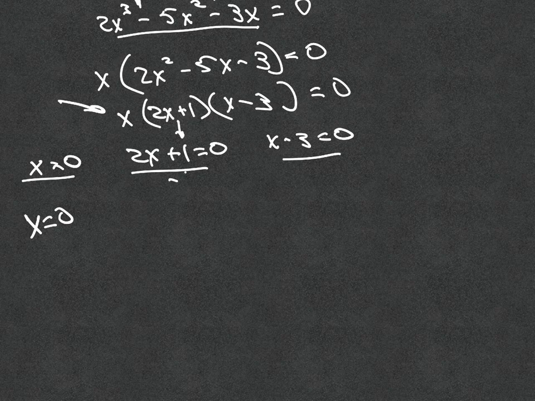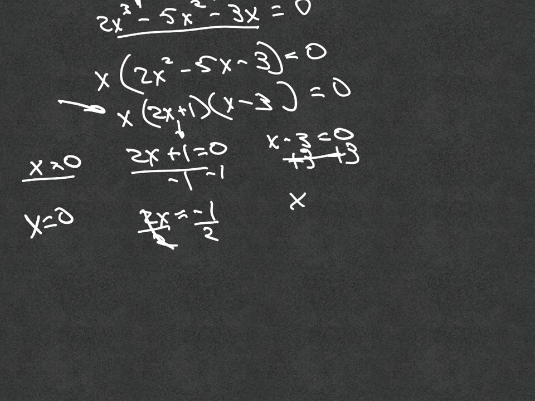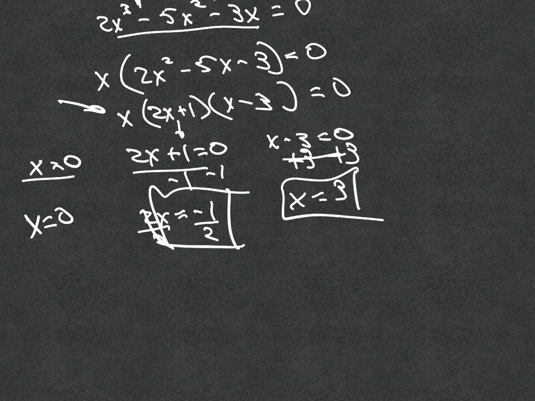2x plus 1. I'm going to subtract 1 from both sides. I'm going to divide by 2. And x equals -1/2. And then here I'm going to add 3, x equals 3. So I have 3 different answers for example number 8 on page 113 because my leading term has an exponent of 3, so I know I have 3 answers.